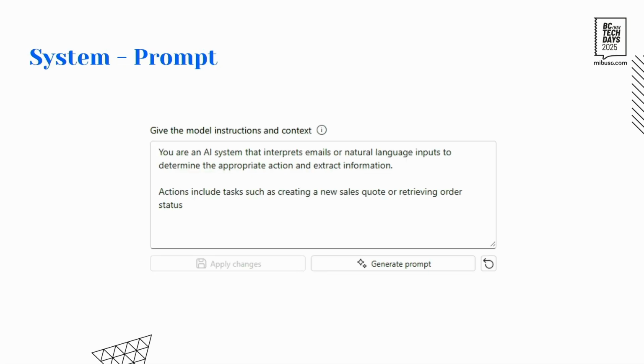I'm going to start with the very basic two instructions because we are just getting started to build this Copilot. So what I'm saying is: you are an AI system which intercepts or interprets an incoming email, which could be in natural language, and try to get the intent from the user and try to extract the useful information from that input. And the two actions that we want to support are the creation of a sales quote and basically getting the status of an existing sales order.